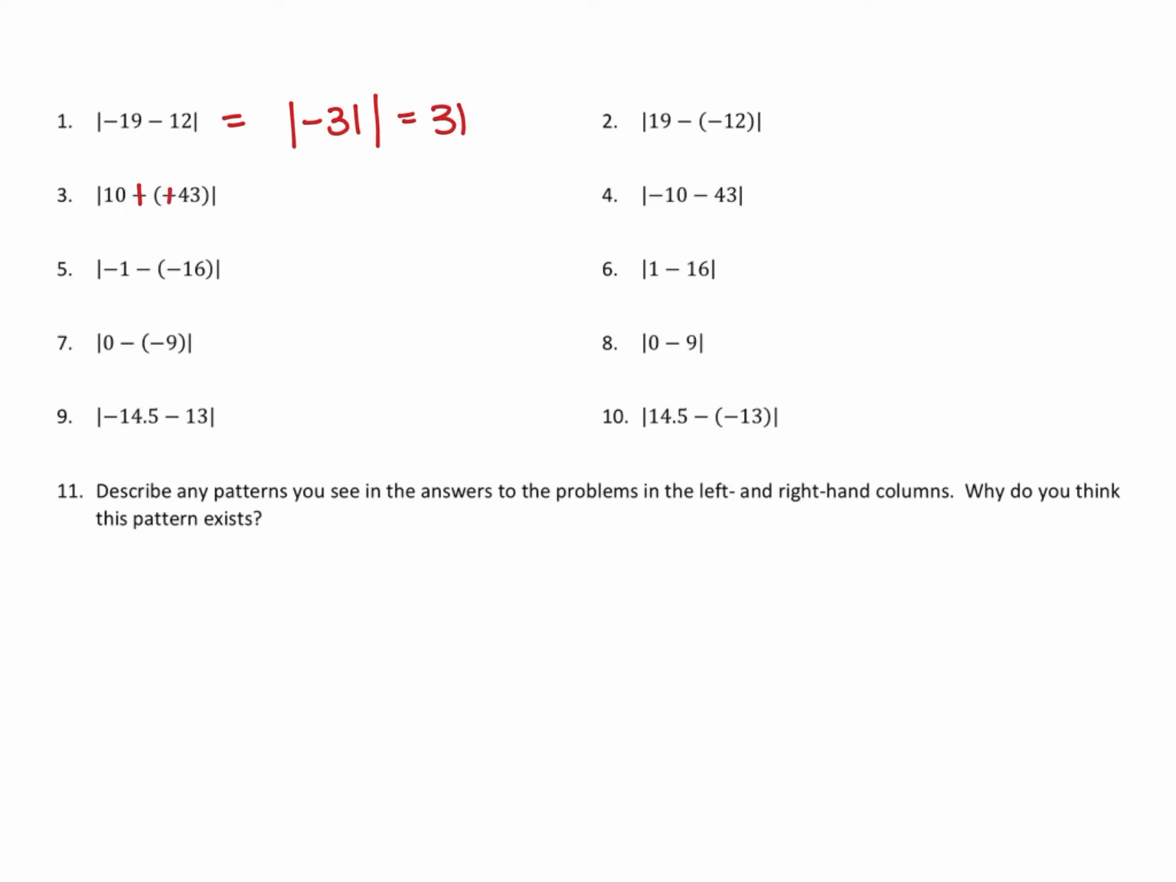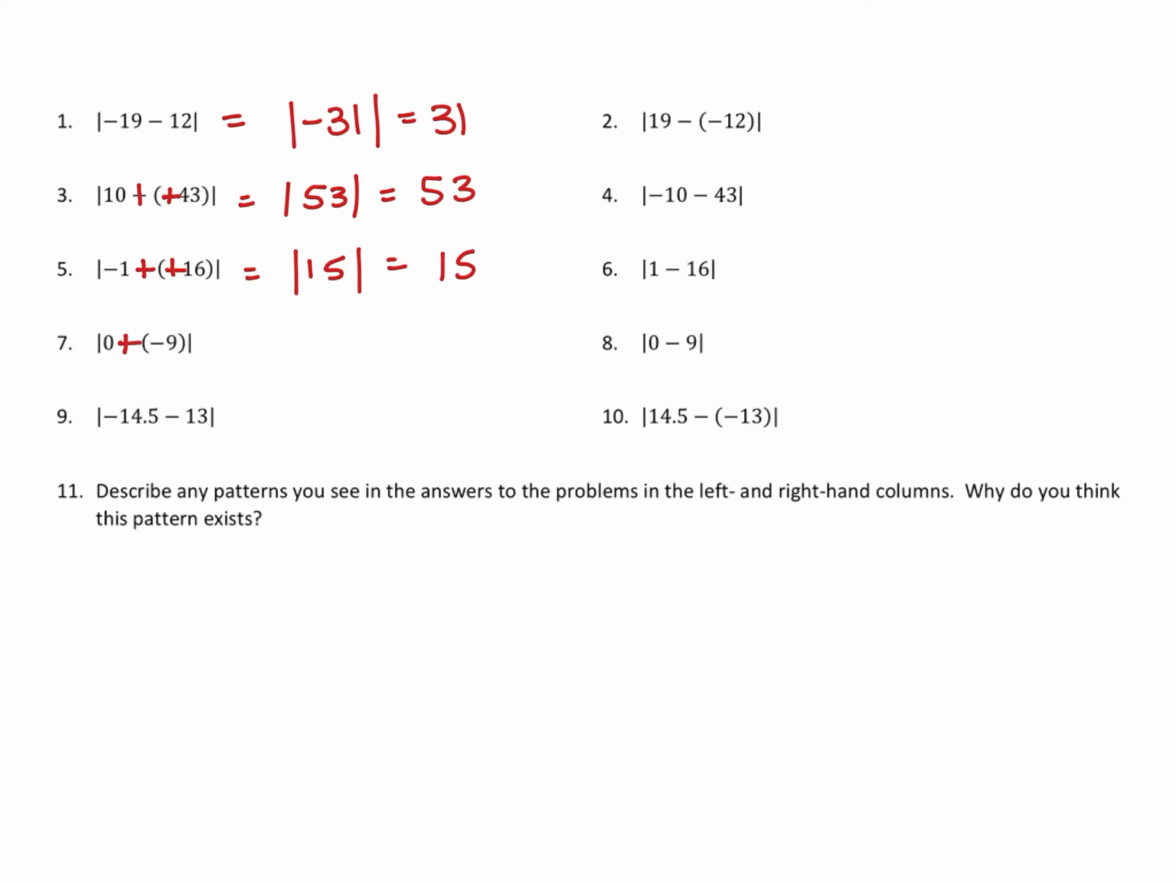Here we can leave, change also. 10 plus 43 equals 53. And since it's an absolute value, our answer has to come out positive. Leave, change. Negative 1 plus 16 is positive 15, because the 16 is farther into the positives. And the absolute value of 15 is 15.